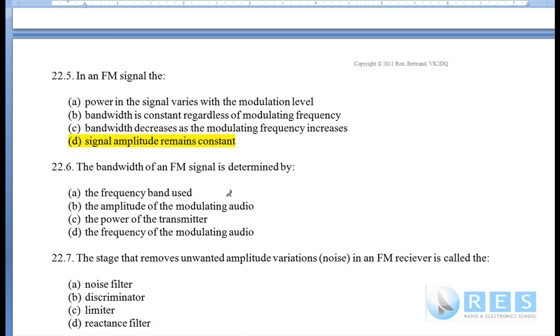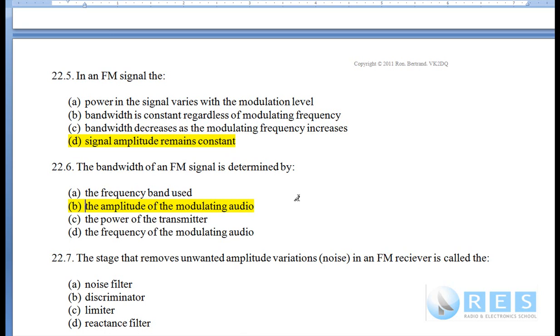22.6. The bandwidth of an FM signal is determined by the amplitude of the modulating audio, how loud you speak into the microphone. With double sideband and single sideband, the bandwidth of the signal is determined by the highest frequency of the modulating audio. I'll say that again. In double sideband and single sideband and all amplitude modulation, the bandwidth of the signal is determined by the highest frequency of the modulating audio.